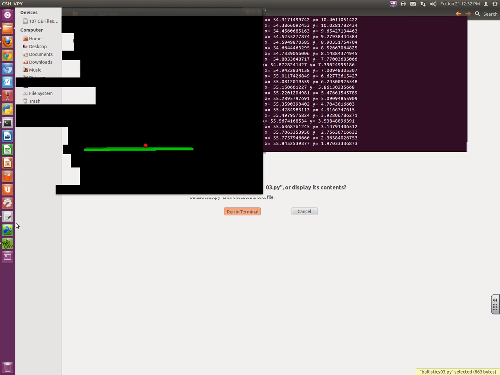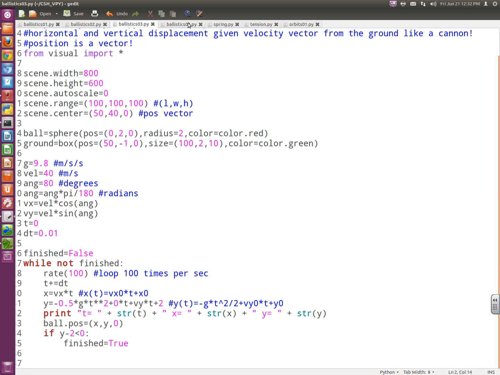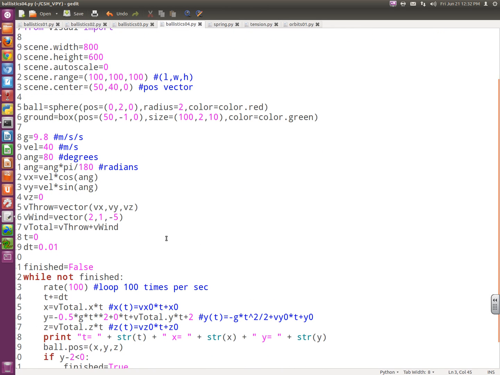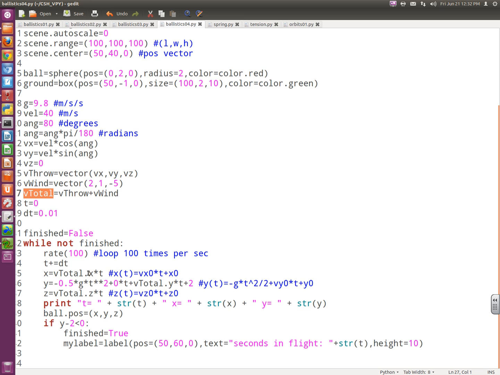Take a look at number 4. Here we have a velocity vector for the throw and a velocity vector for a crosswind, and then the total velocity vector is the combination of the two, the resultant when we add the two. And so we're dealing with x, y, and z coordinates for position and vx, vy, vz.